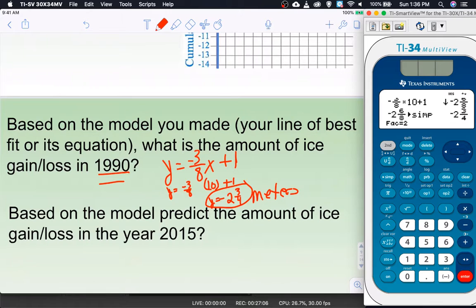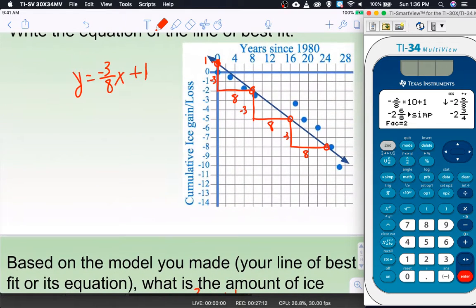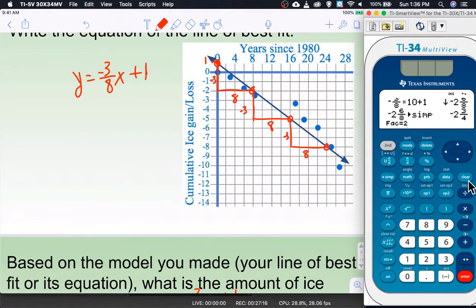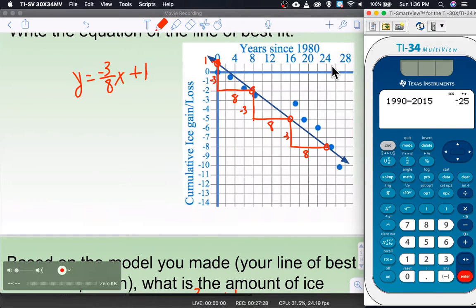Based off the model, can we predict the amount of ice gain or loss in the year 2015? Now, we would not even be able to do this using our graph. How many years since 1980 is the year 2015? Well, this math is a little backwards, but it'll work out. If you subtract them, that's 35 years difference. 25 years would be like here. This guy would be close-ish, but it's not right on.